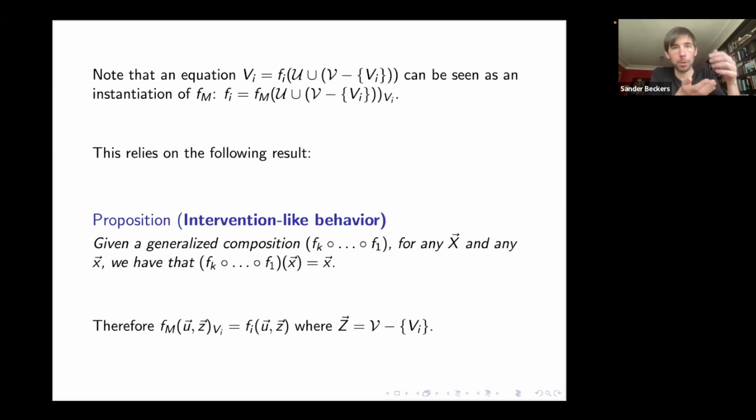And therefore, if you have Fm, which is this large composition of all these different functions, and you're giving it values for all the variables except vi, then all the other functions, so fj, fk, etc., they're all going to be just passing through values without doing anything. And that's why it'll only do something once you arrive at fi. There it'll compute, and that's it.